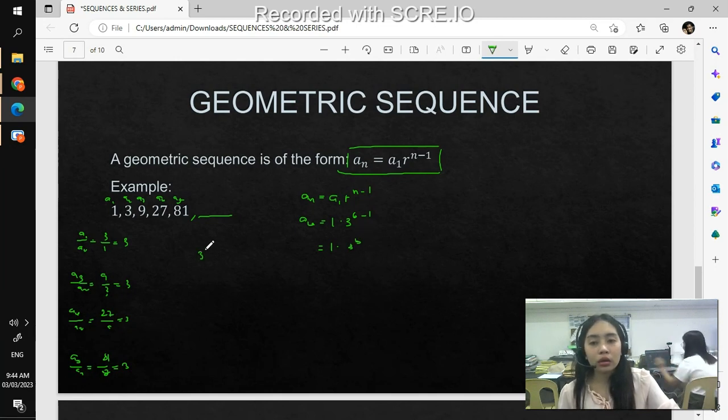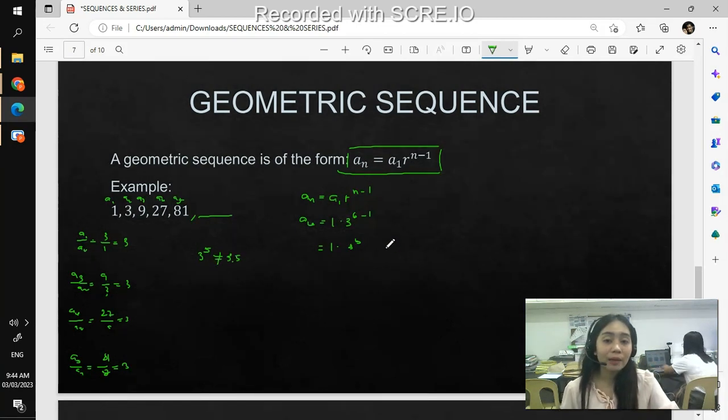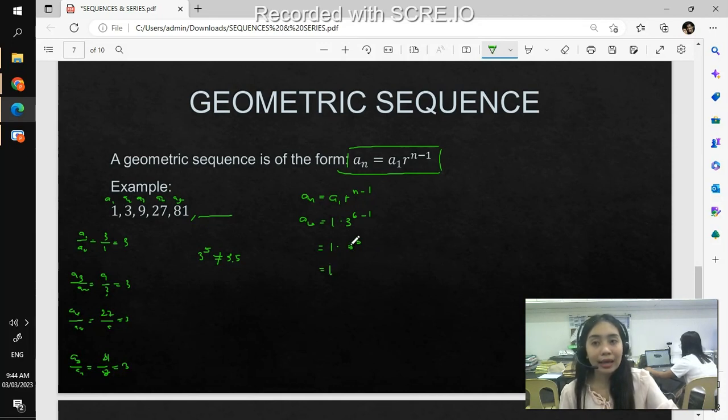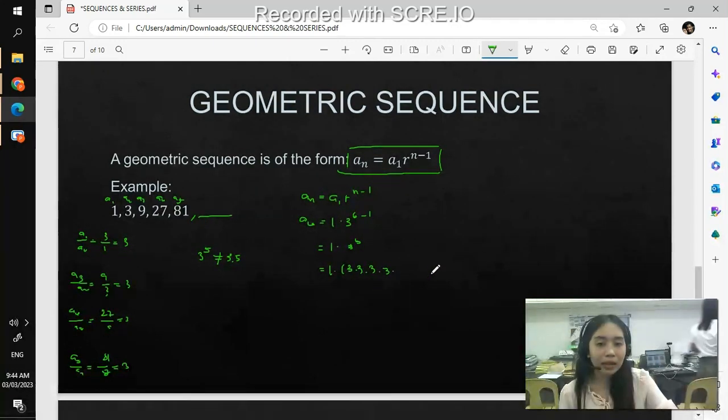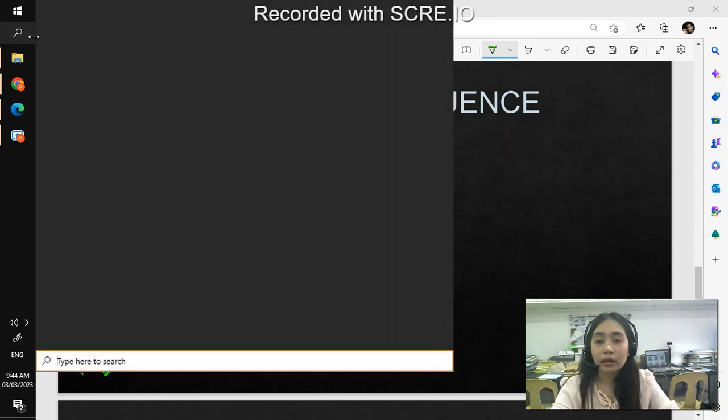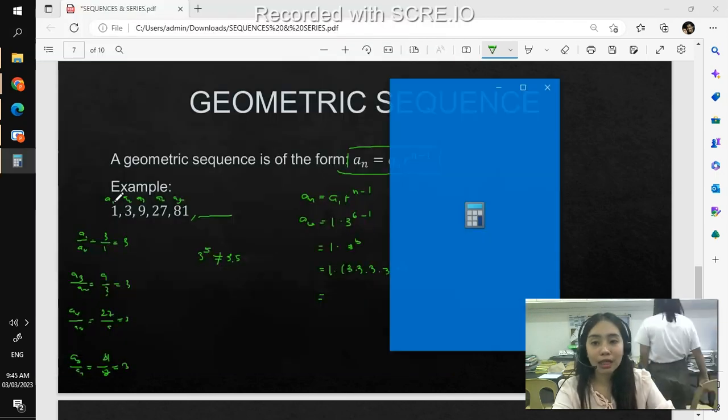You have to take note that 3 raised to 5 is not the same as 3 times 5. Your exponent will tell you how many times you will multiply the base by itself. In this case, our base is 3 and our exponent is 5. So it means 3 will be multiplied by itself 5 times. We have 3 times 3, that is 9, times 3, that's 27, times 3, times another 3. Okay, let's use our calculator. What is 3 times 3? That's 9 times 3, that is 27, times 3, that is 81. So 81 times 3, I need a calculator for us to easily compute it.